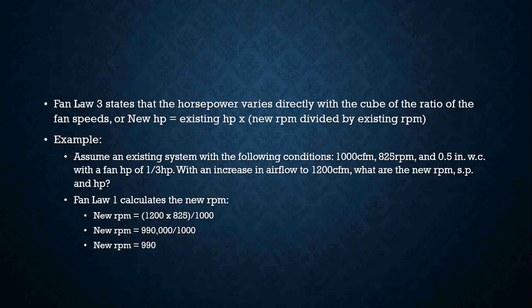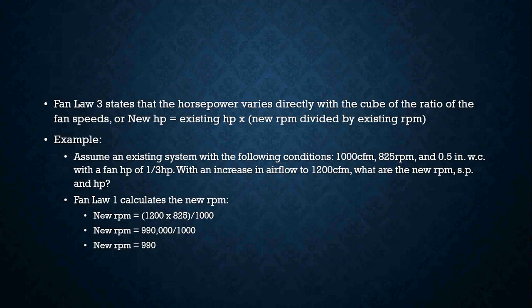Fan law number 3 states that the horsepower varies directly with the cube of the ratio of the fan speeds, or simply using the formula: existing horsepower times the new RPMs divided by your existing RPMs, cubed, is going to give you your new horsepower. Okay?